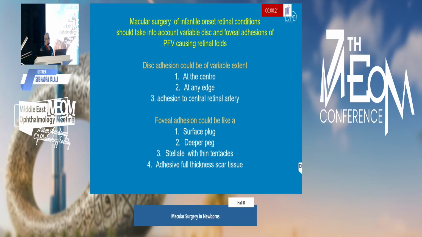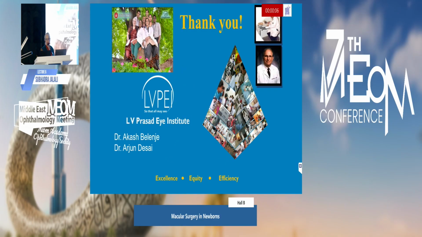These foveal adhesions, as you saw in the two videos, could be like a surface plug, which will come out very easily, as in the first video. There could be a deeper plug where you have to trim it, or sometimes it has multiple tentacles, and sometimes it is a full thickness scar tissue where you just trim around it and leave it there. Thank you.